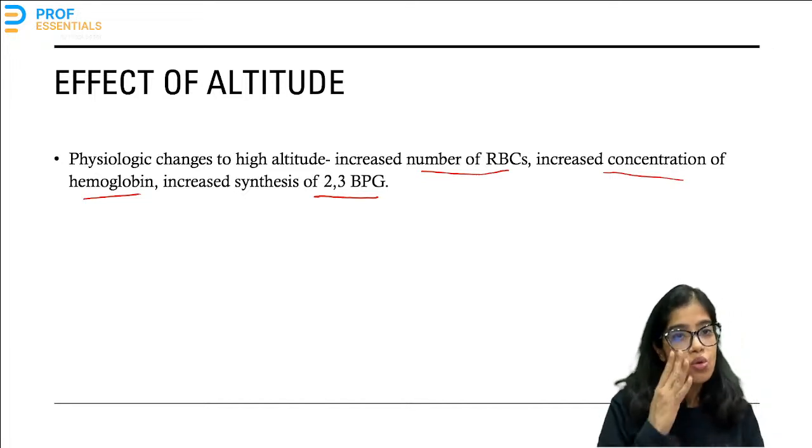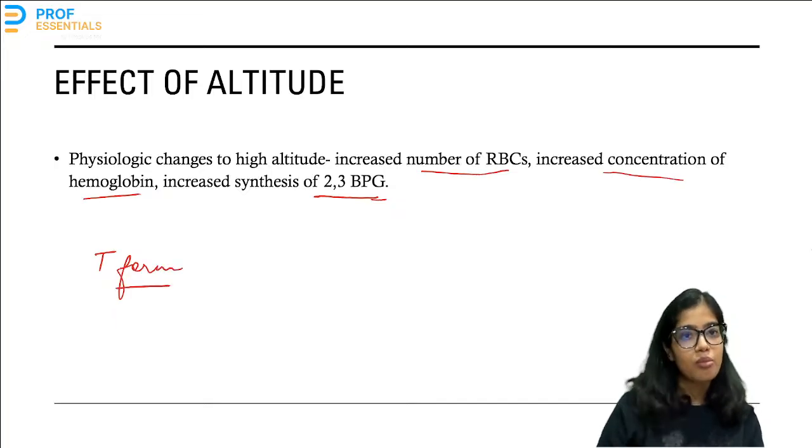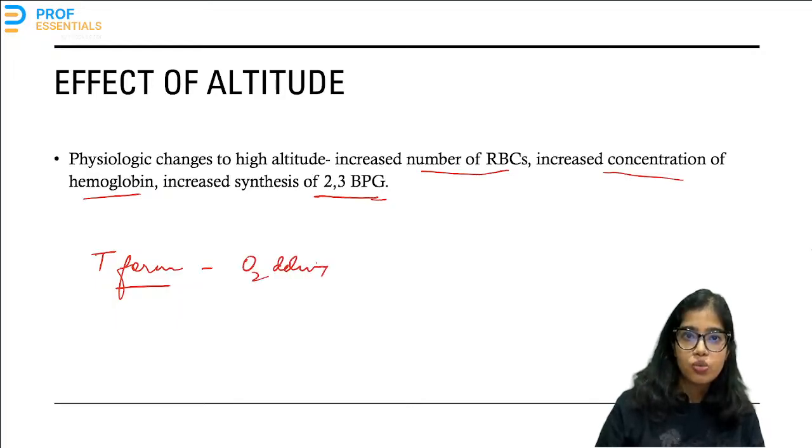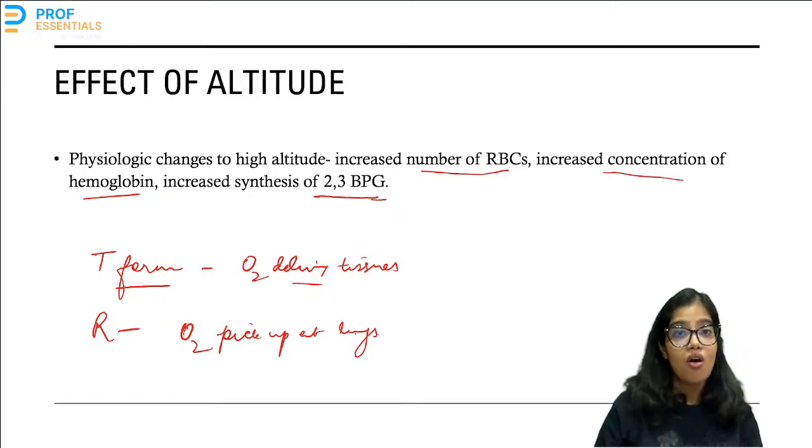So what is favored at high altitude? Increased synthesis of 2,3-BPG. That means the T form will be favored at high altitudes. So in a nutshell, if you have to remember, the T form increases oxygen delivery to the tissues, because it has low affinity for oxygen. The R form increases oxygen pickup at the lungs, because it has more affinity for oxygen.